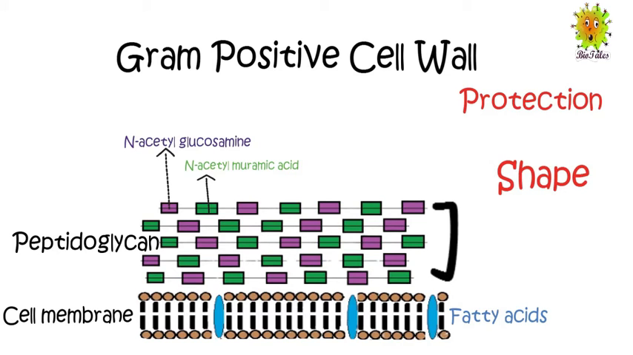The gram-positive cell wall also contains a chain of teichoic acid that extends from the plasma membrane through the peptidoglycan cell wall. Teichoic acid helps some of the gram-positive bacteria to infect other cells and cause diseases.